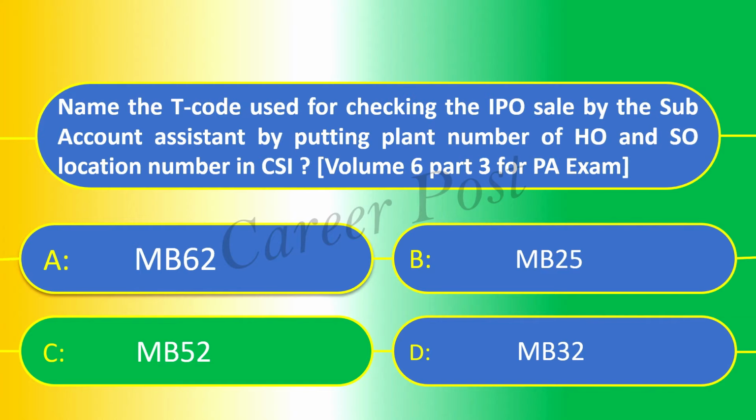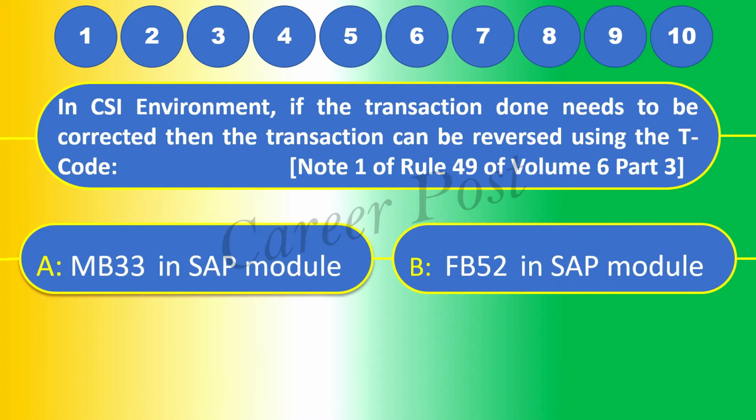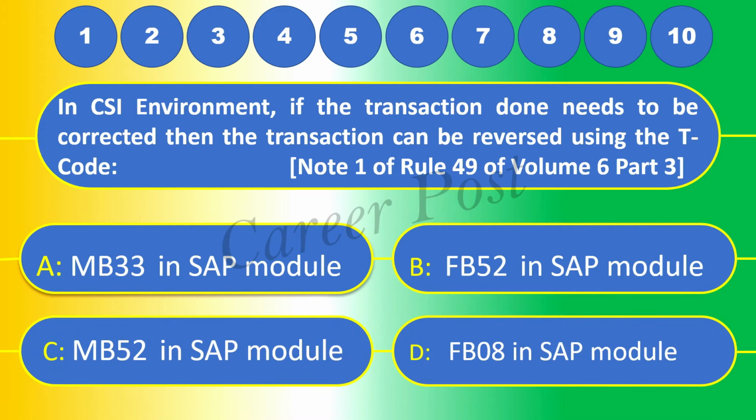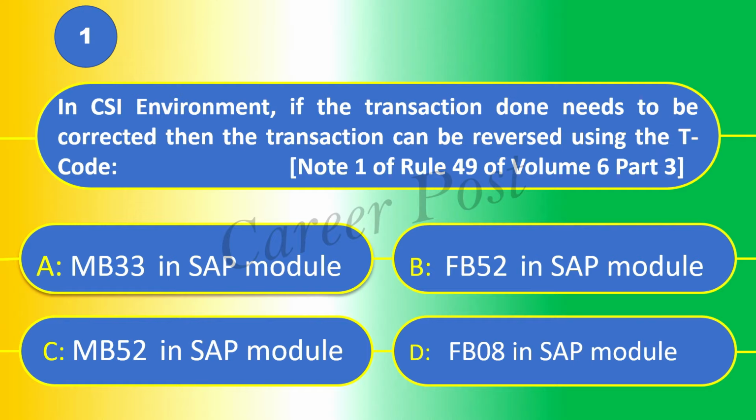You can verify there. In CSI environment, if the transaction done needs to be corrected, then the transaction can be reversed using T code. Note 1, Rule 49 of Volume 6 Part 3. A. MB33 in SAP module. B. FB52 in SAP module. C. MB52 in SAP module. D. FB08 in SAP module. Your time starts now. That means what is the T code for reversal? That is a straight question. Reversal is for correcting any transaction that has mistakenly been done. The answer is FB08 in SAP module. FB08 is the T code.